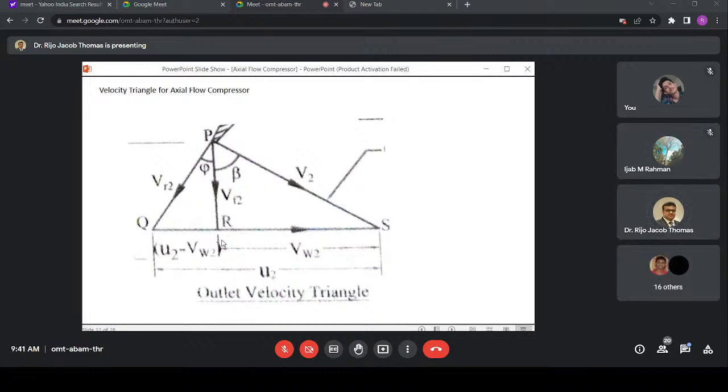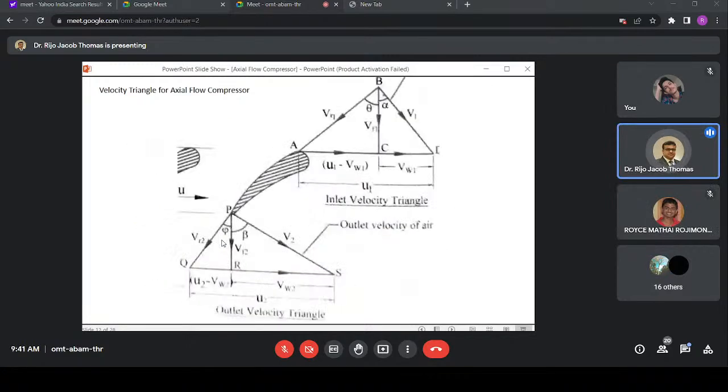Okay, sir. So basically we can see that they almost look the same. This is V1, this is V2, this is VR1, this is VR2. The whole thing is U2, and the whole thing is U1. The center one is VF1, and this is VW1 and VW2. Okay. All right.